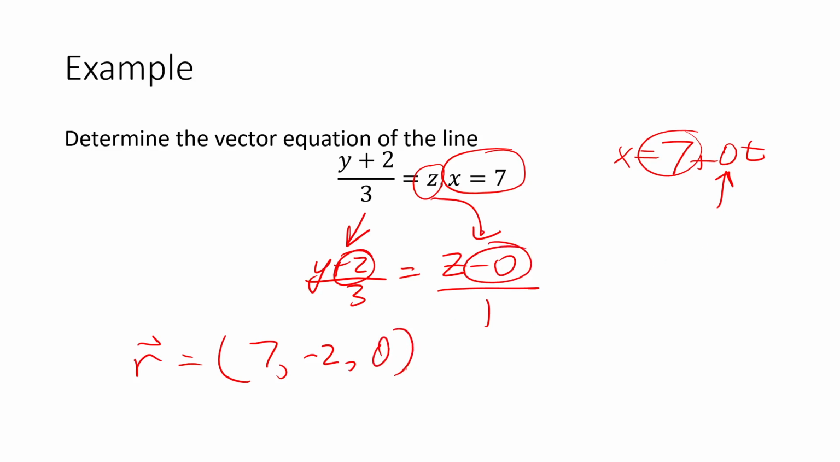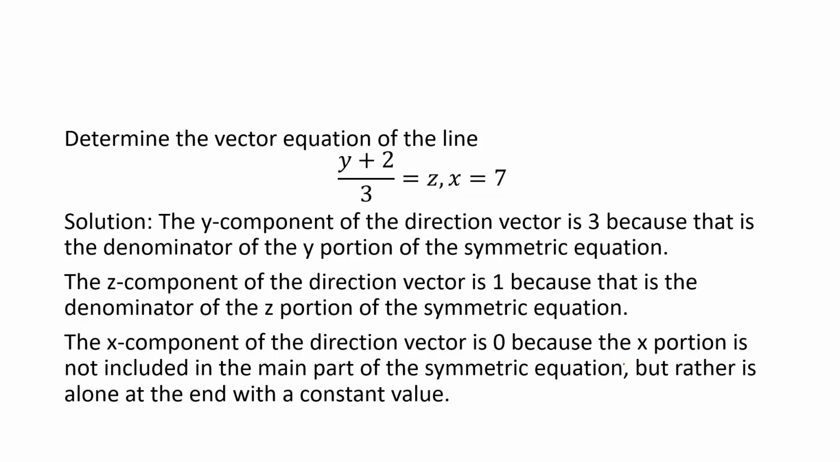And then for the direction vectors, I would say that the x component of my direction vector is 0, and for the y component, it's a 3, and for the z component, it's a 1. Okay?